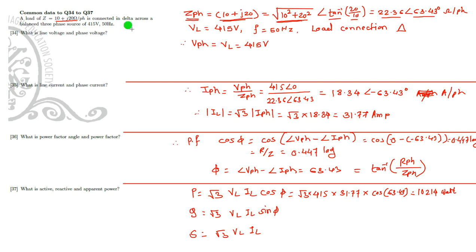The load is connected in a delta fashion, and the line voltage is given as 415 volt, frequency is 50 hertz. So as it is in delta connection, VPH is equal to VL. The line voltage is already given, so the phase voltage is equal to the line voltage, 415 volt. Now we want to calculate the line current and phase current.